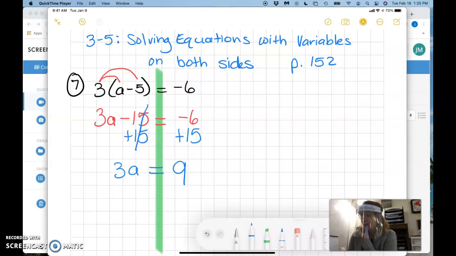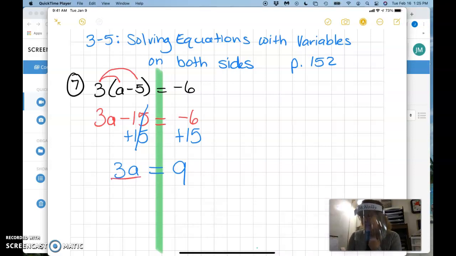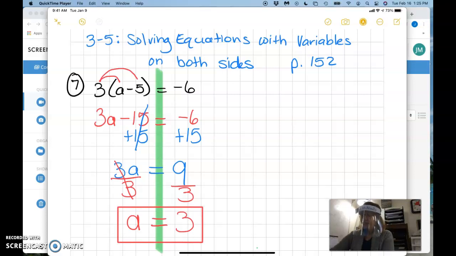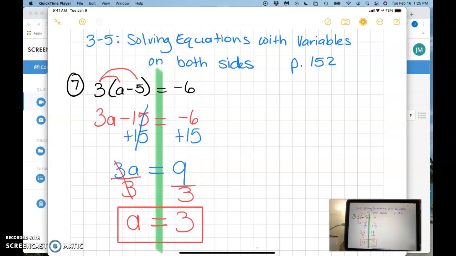So now what do I do to finish solving this? Put a 3 on 3A on both sides. Divide both sides by 3. Break down the A. And what does A equal? 3. I feel slow. You are smart. Tell me when you got it, girls. I got it. Same.